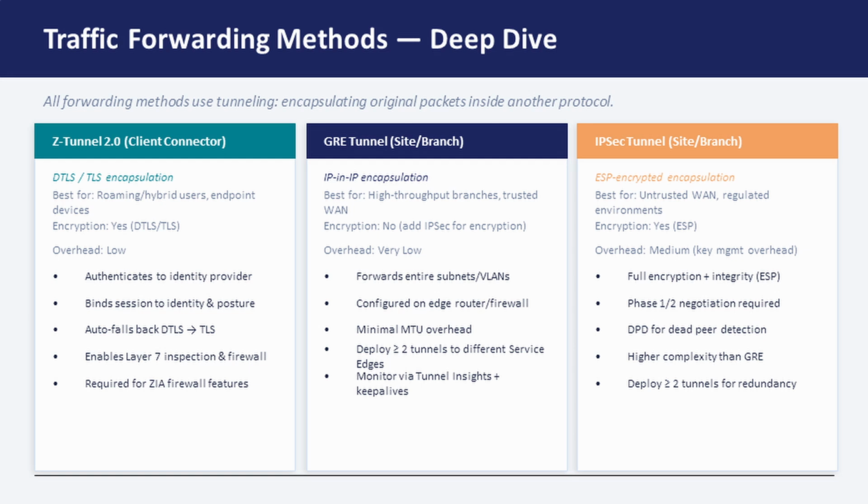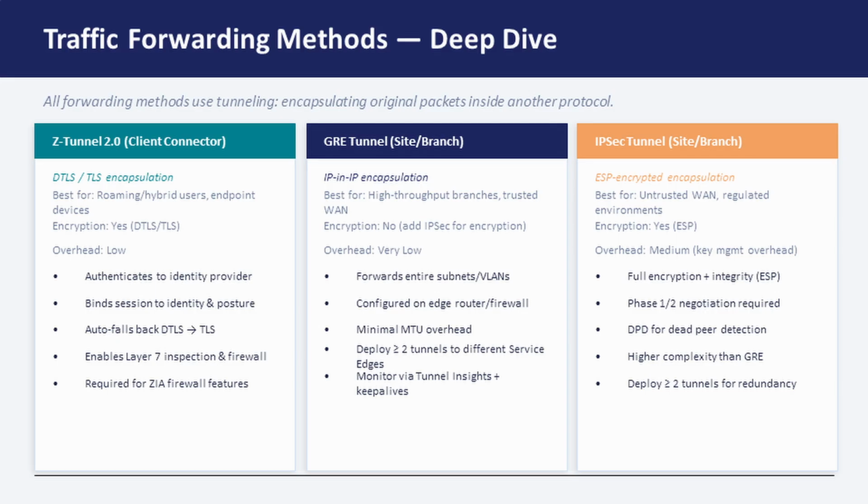The envelope is addressed to the post office. The post office opens it, checks the contents, and then delivers the inner letter to its real recipient. What differs between the 3 methods is the encapsulation protocol, the level of encryption, and the use case each is designed for. zTunnel 2.0 is the gold standard for user devices.